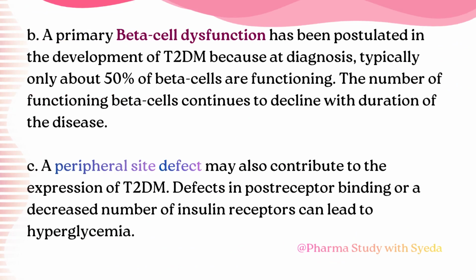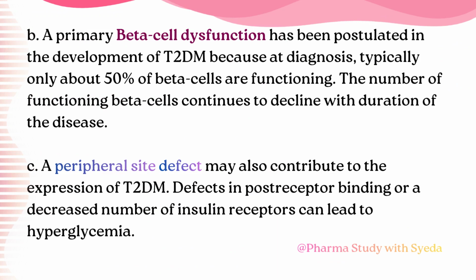In type 2 diabetes mellitus, beta cell dysfunction plays a major role in disease development. At the time of diagnosis, typically only about 50% of the pancreatic beta cells are functioning properly. As the disease progresses, the number of functioning beta cells continues to decline, leading to worsening insulin deficiency over time.